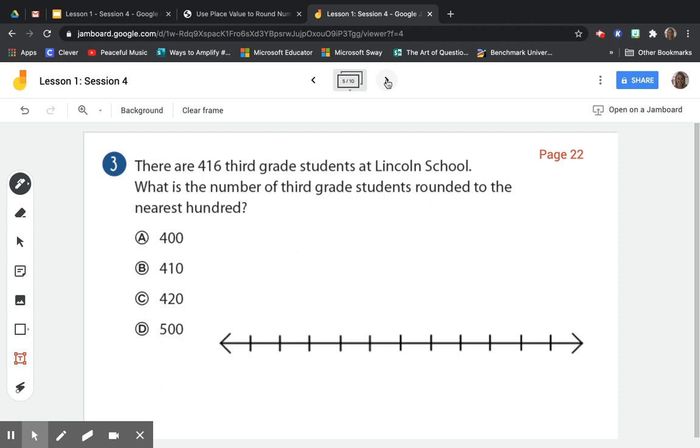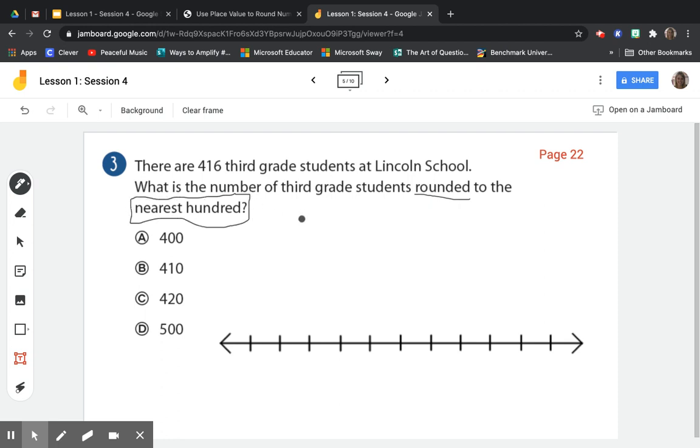It says, there are 416 third grade students at Lincoln School. What is the number of third grade students rounded to the nearest 100? Okay, so again, we're rounding. What's important? 100.